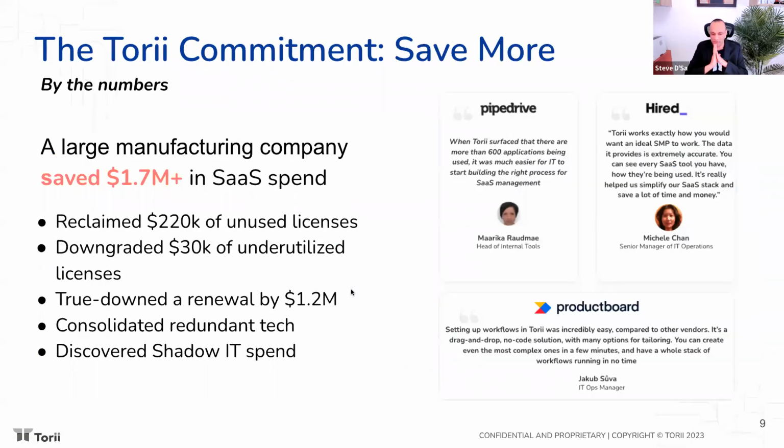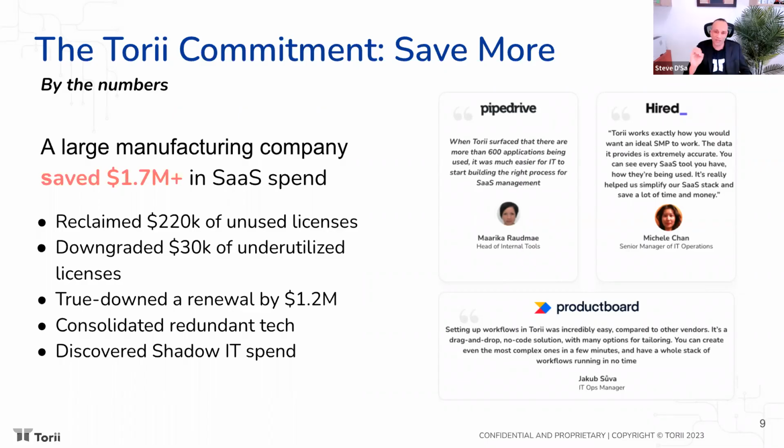One of the customers, we have a variety of different case studies on our website, they saved approximately 1.7 million on SaaS spend. Now, a lot of this was done by ultimately reclaiming underutilized licenses. These are unused licenses. Sometimes this can be a large application like Office 365. In this case, this was Office 365. In other cases, these could be Salesforce or any variety of the SaaS applications, downgrading underutilized licenses.